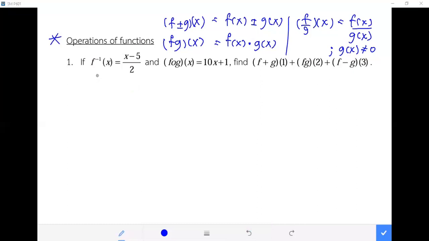So this one, y is equal to that. You swap to x equal to y minus 5 over 2. You swap because you want to get f. You multiply, this 2x is equal to y minus 5.